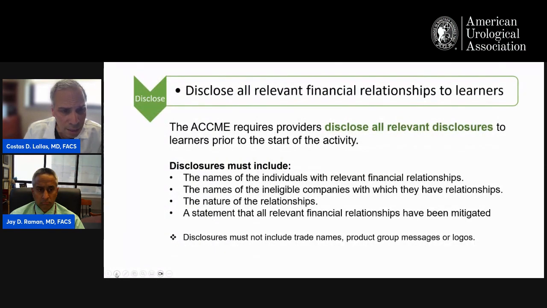Lastly, the ACCME requires that all relevant financial relationships with ineligible companies be disclosed to the learners prior to the start of the activity. The intent is to inform the learner of any financial relationship that the faculty may have, which could bias their content, before they decide if they want to participate in the activity.